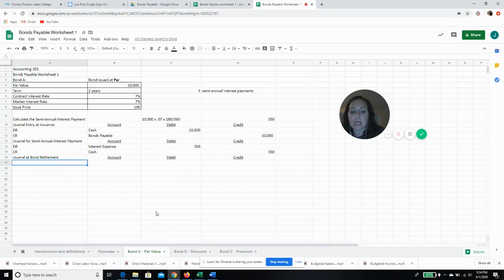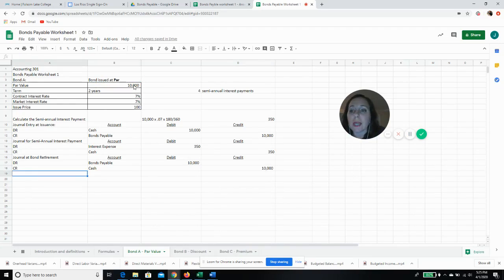Finally, when we go to retire the bond, we are going to debit bonds payable, because once we retire it, once we pay it off, we will no longer owe it. And it's going to be at par. And we're going to credit cash, because when we pay it off, the people who hold those bonds are going to want cold hard cash. And that'll be $10,000 as well.